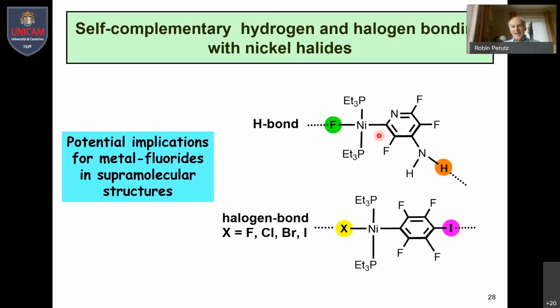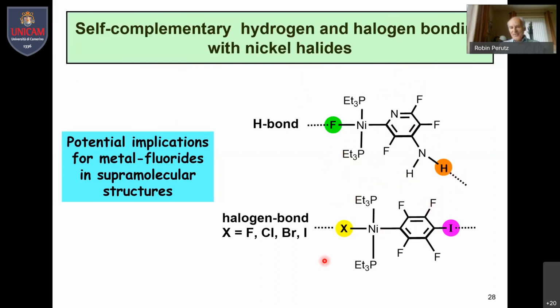So here's how we do it. Self-complementary interaction with these nickel complexes. So here's the first one for hydrogen bonds. We've got a nickel fluoride as before, but now we've got an NH2 group in the 4 position on that pyridine. So that's set up to form a hydrogen to fluorine interaction.